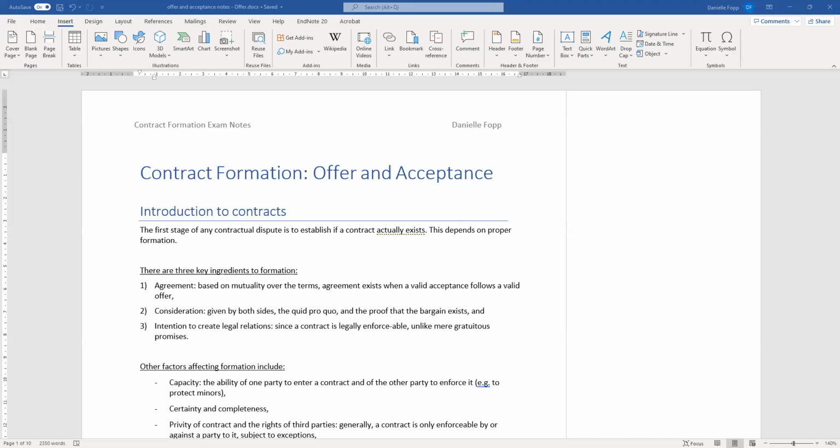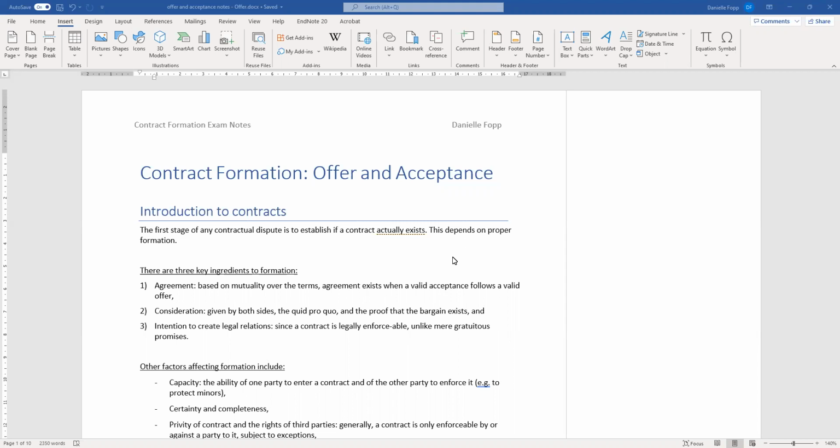Hi everyone, in today's video we are going to work through how to write up our exam notes, and specifically today we are going to look at contract formation, offer from offer and acceptance. So this is the first thing that you'll need to show before proving that a valid contract exists.